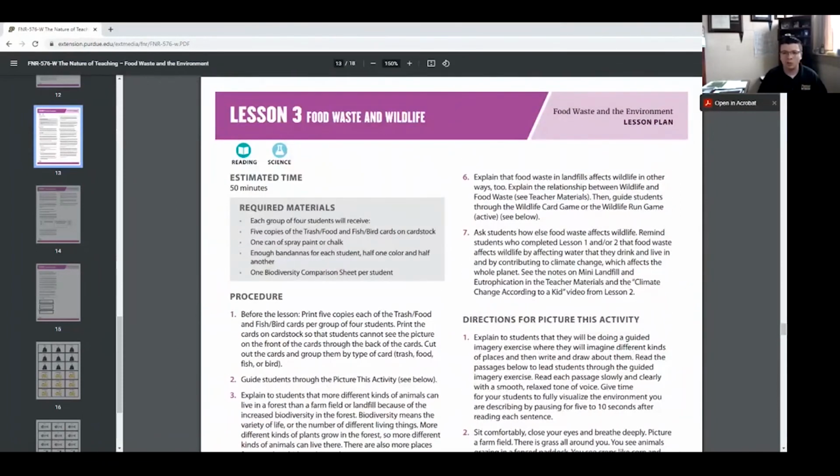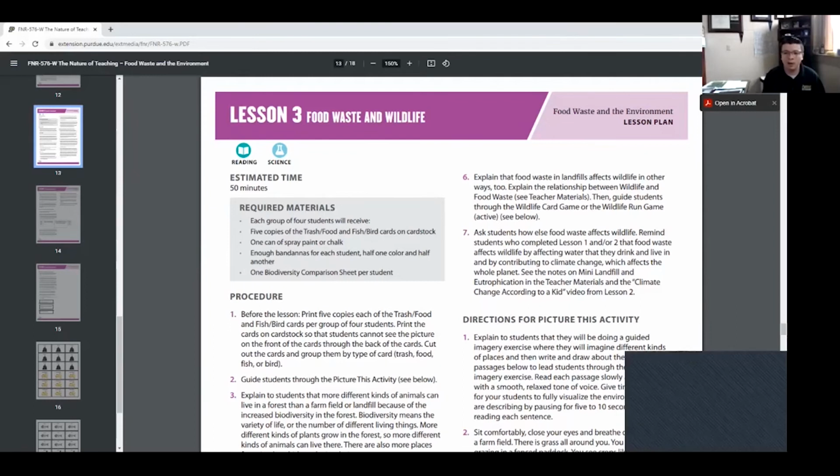Moving on, explain that food waste in landfills affects the wildlife directly and in many other ways. Explain the relationship in your teacher's materials between wildlife and food waste. Then guide your students through the wildlife card game or the wildlife run game, and you can see that below.